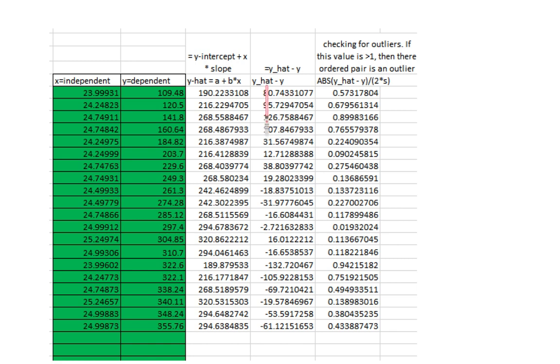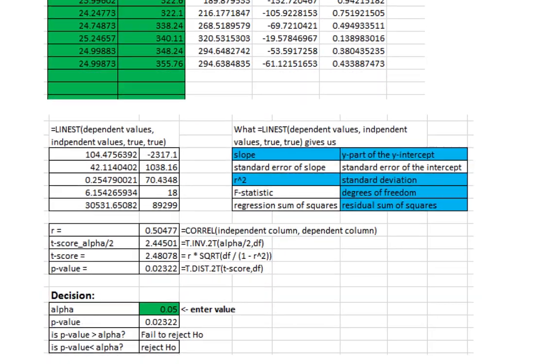Now, this is going to be my y hat minus y. So this is predicted, and this is the actual, and this is the error. Then what I do is I take the absolute value of my y hat minus y, and I divide it by 2 of my standard deviations. If any of these numbers here are bigger than 1, then I know that that's going to be an outlier. And not only is it going to be an outlier, it's going to be a significant value that is going to change my line of best fit, or my regression line.